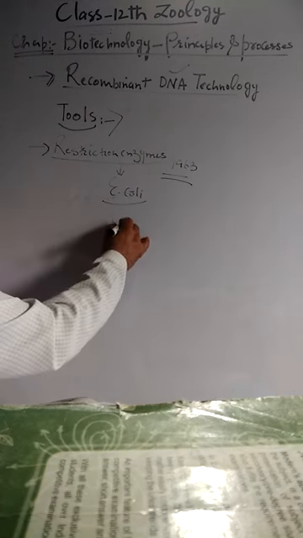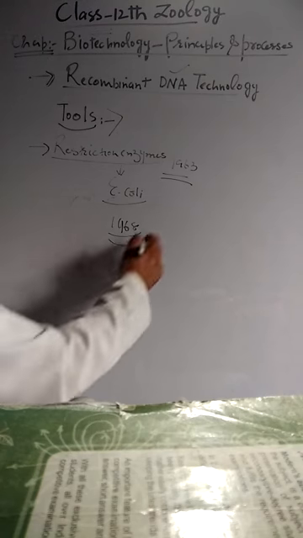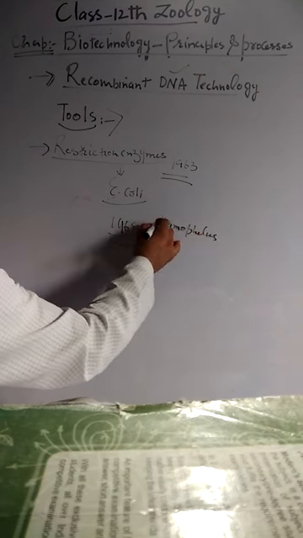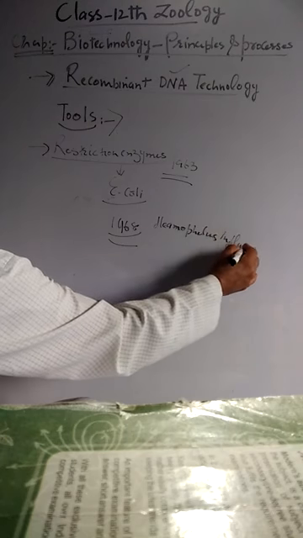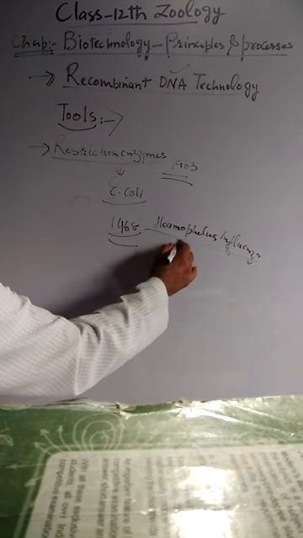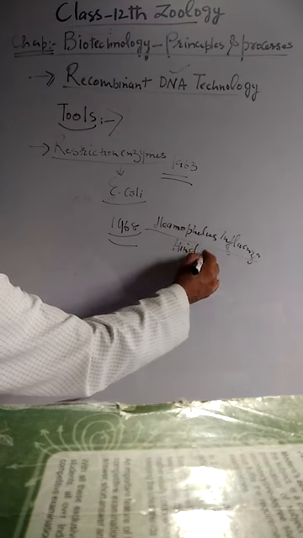Later on, H.O. Smith, K.W. Wilcox, and T.J. Kelly in 1968, after 5 years of the discovery, isolated a restriction endonuclease whose working depended on a particular nucleotide sequence. They isolated this enzyme from a bacterium called Haemophilus influenzae, which is a pathogen. Hence it is called HindII, H-I-N-D.